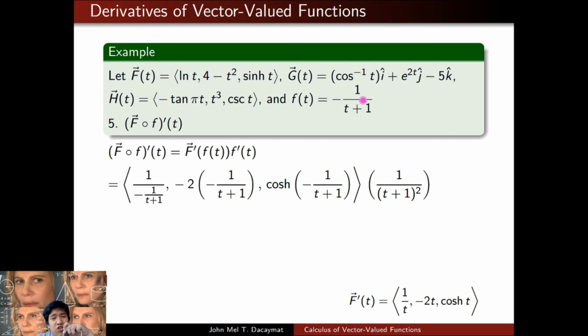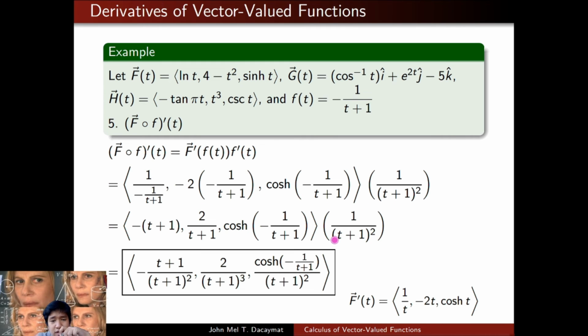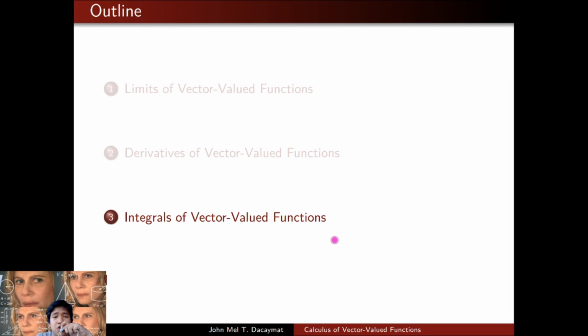Simplify lang natin ng konti. Pagandahin natin. Ito, tataas siya dito. Negative t plus 1. Ito, pasok ko lang, magiging positive. Ito siya pa din yan. And then, we're almost done. Just distribute this to the three components. You'll get your answer. Okay? So, that's it for your derivatives of your vector valued function.